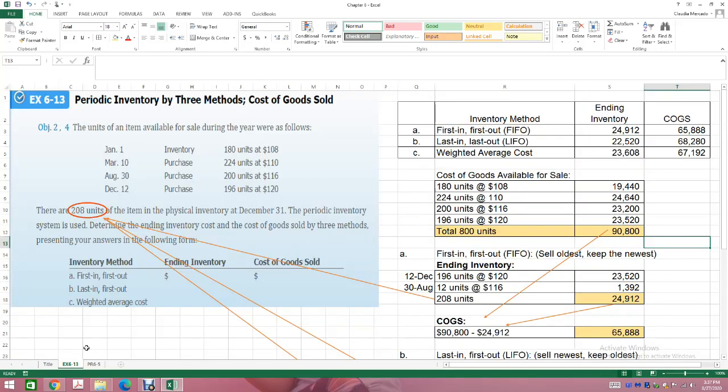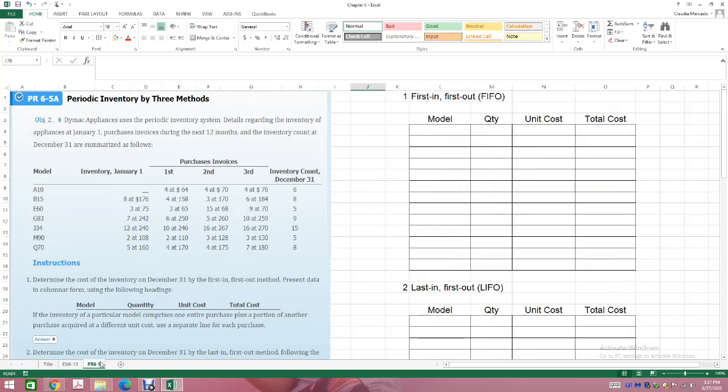Okay, now this next problem that we're doing is a monster, problem 6.5. It might look difficult, but it's the same concept that we just did. Now we just have more transactions going on. This is more hands-on. You are going to see a problem similar to this on your test, so you need to master this problem. This deals with periodic inventory, once again using the three methods.